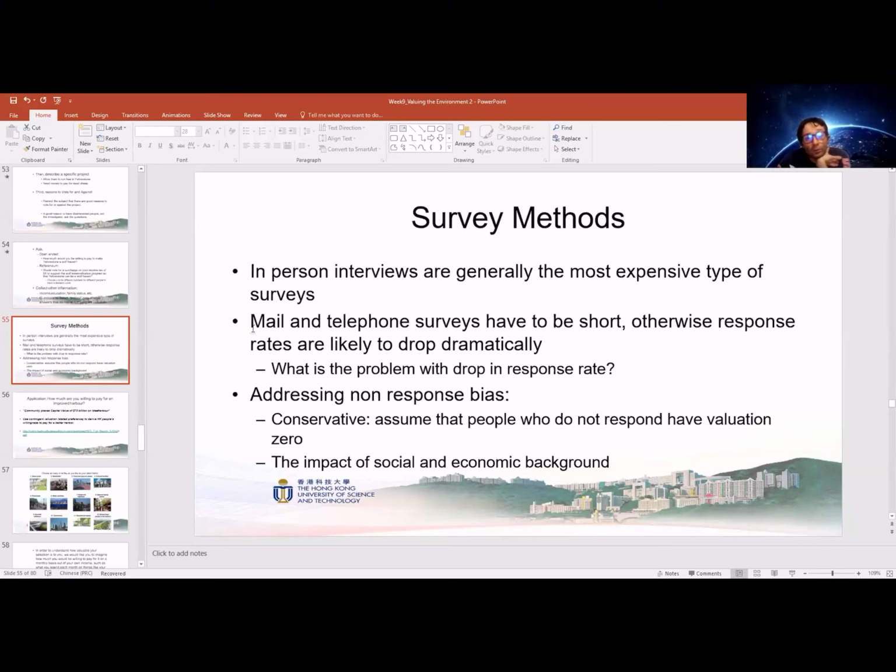I have one question. Sure. About the conservative approach. Why do we have to assume them equal to 0? We should just discard them, because if too many are not responding, that could bias the average as well, I suppose. Yes, indeed.